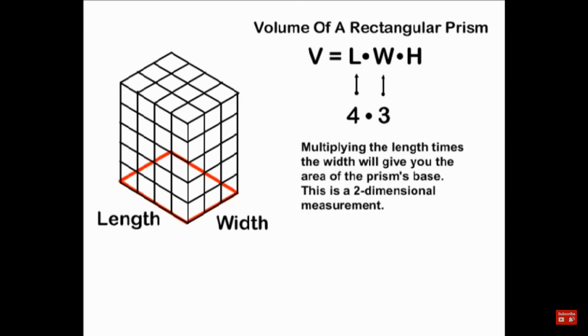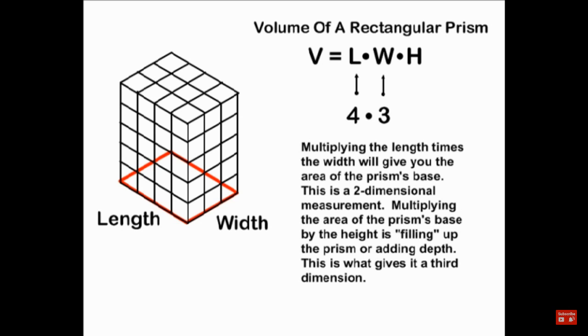After multiplying the length times the width and getting the area of the rectangular prism's base, multiplying it by the rectangular prism's height will give us the volume. Multiplying the area of the prism's base by the height is filling up the prism or adding depth. This is what gives our rectangular prism a third dimension, or gives it volume.